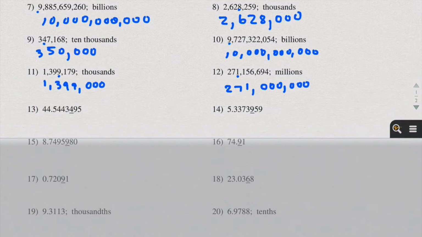Number 13. The 4 is what we're interested in, so we look to the right and we have a 9. Because the 9 is greater than 5, we round the 4 up to 5. So this becomes 44.54435. Number 14. The 9 is the one we're interested in, so we look to the right. Because it's 5 or greater, we round the 9 up. But because we can't make that 9 a 10, we have to make the 9 a 0 and then the 3 a 4. It's back on that borrowing. So it becomes 5.3374.